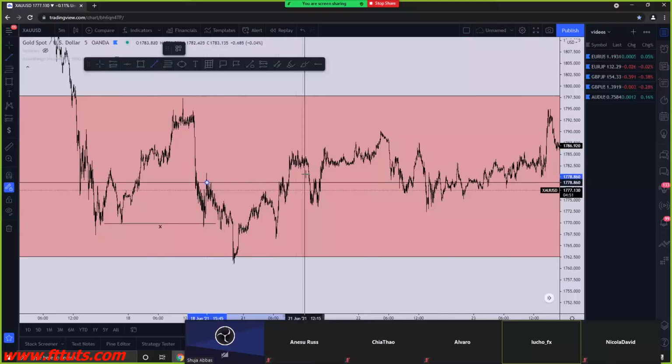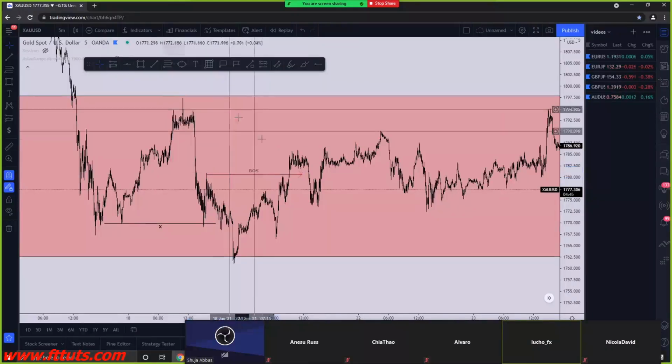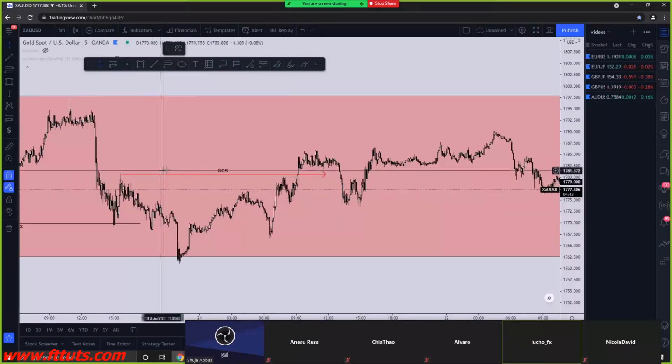We saw a break of structure right here, right? Let me just move this up here. Boom, we see a break of structure right here. BOS top. We see a break of structure right here.